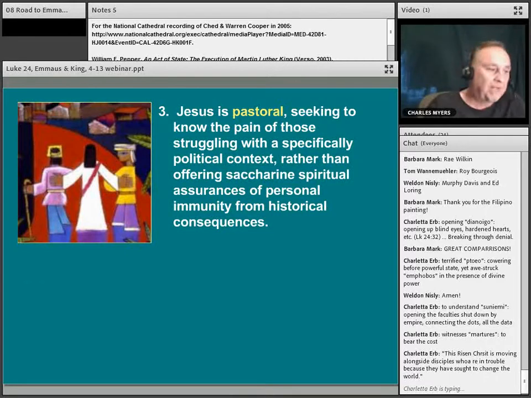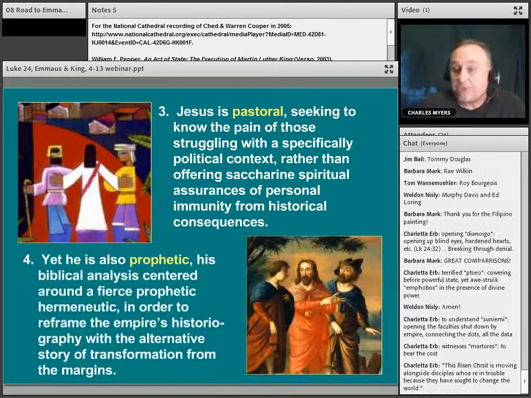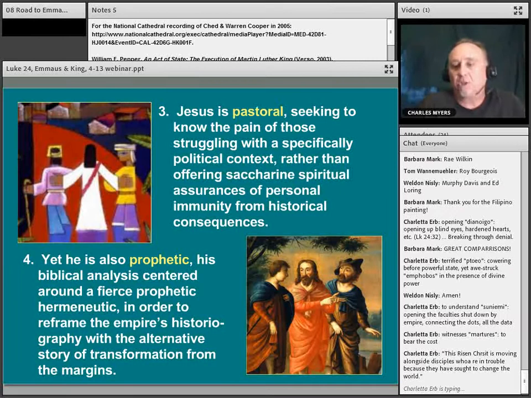And of course, finally, that Jesus is also prophetic. His biblical analysis surrounds a fierce prophetic hermeneutic in order to reframe the empire's historiography with the alternative story of transformation at the margins. How desperately we North American Christians need this Jesus to walk with us under our imperial shadow of death, and how urgent it is that we reread our Bibles and our history through the lens of the prophets.